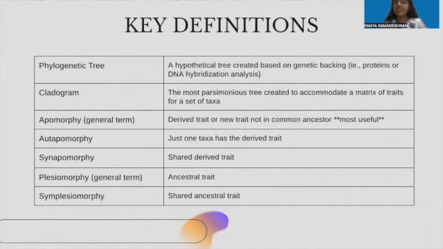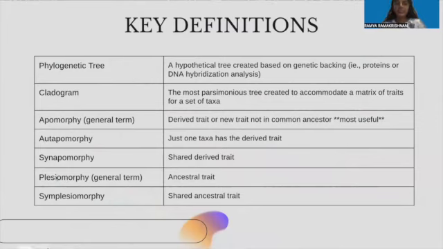Next, it's important to distinguish phylogenetic trees from cladograms. Cladograms are ordinal, based off of common ancestry. They represent the most parsimonious tree created to accommodate a matrix of traits for a set of taxa. In cladograms, you can distinguish apomorphies or derived traits and plesiomorphies or ancestral traits.